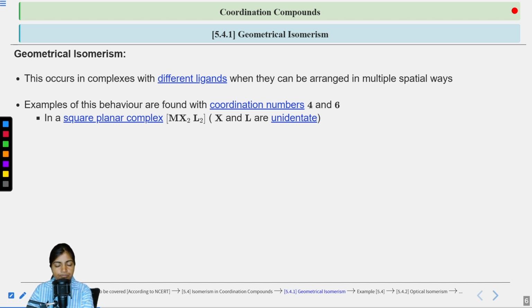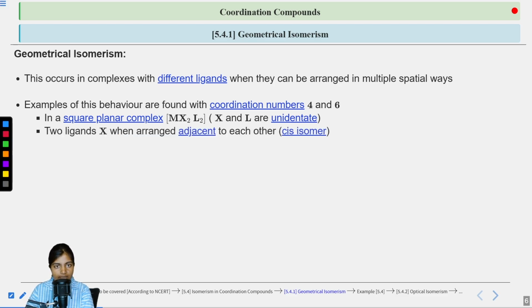Coordination number refers to the number of ligand bonding atoms, or you can say the number of ligands that are present around the central metal in a complex. So if the ligands are 4 or 6, generally in those complexes we can see geometrical isomerism. Now here in a square planar complex we have taken the type MX2L2, where M is the central metal, and X and L are different ligands and they are unidentate, that means only one donor atom is present in each ligand.